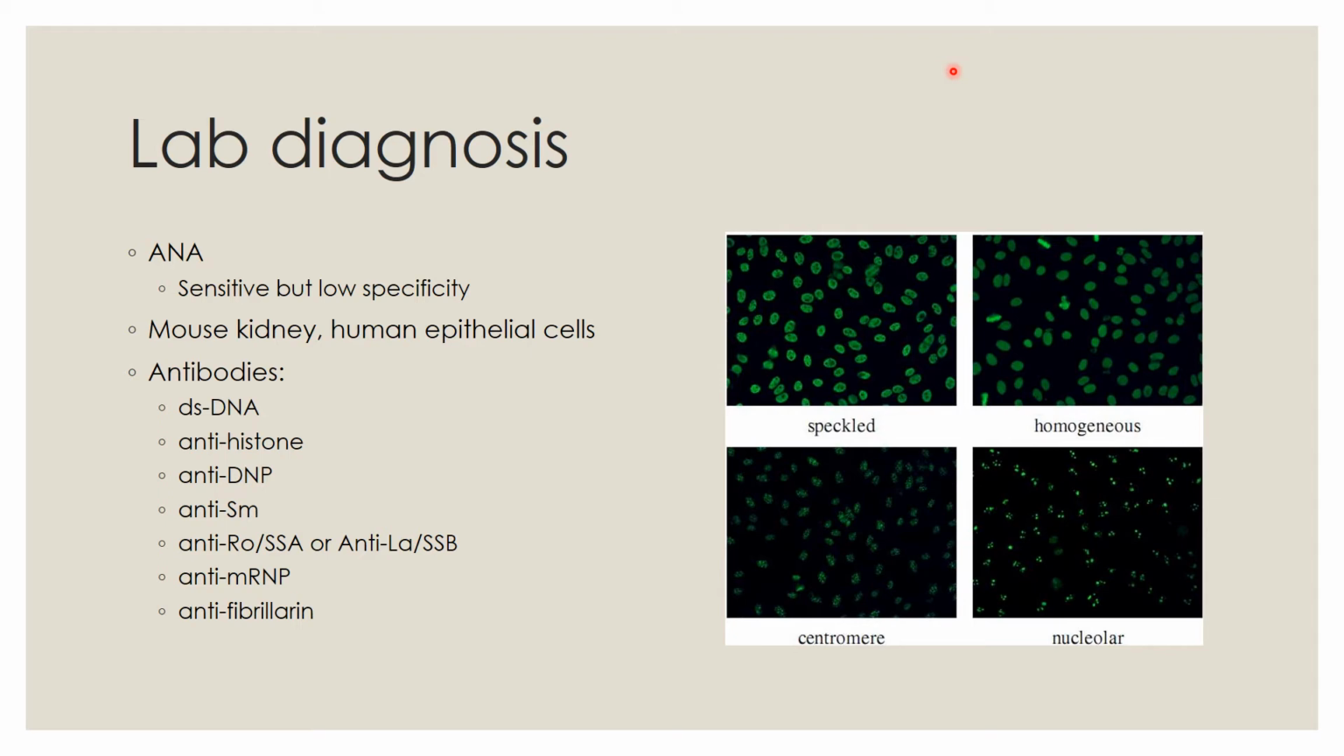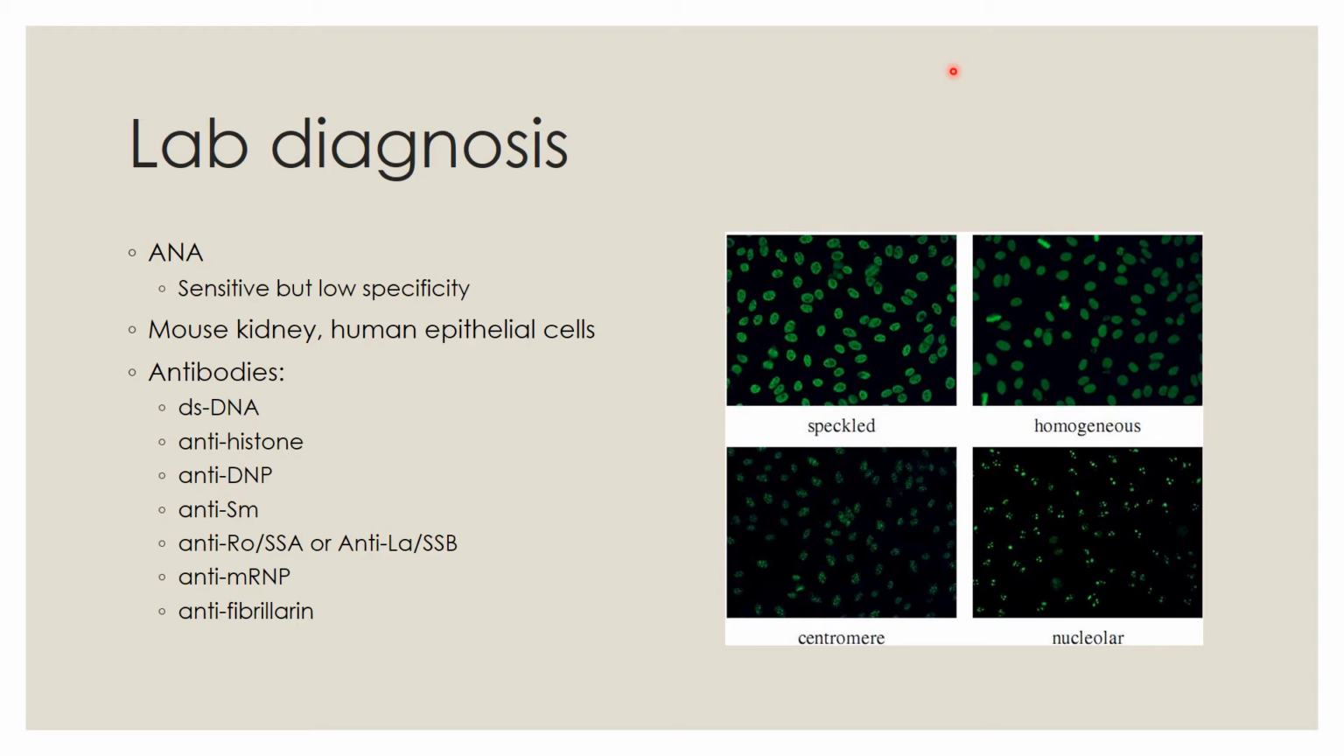So the test itself, you have a slide that has a cell attached to it, and depending on the manufacturer, they might use either a mouse kidney cell, or a HeLa cell, or actually a HEP2 cell, which is a human epithelial cell, and those are fixed to the slide. And they're allowed to react with your patient's serum. So if there's any antibodies in your patient's serum, they'll attach to the nucleus of these cells. You wash off the excess.